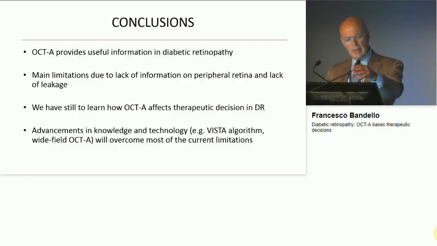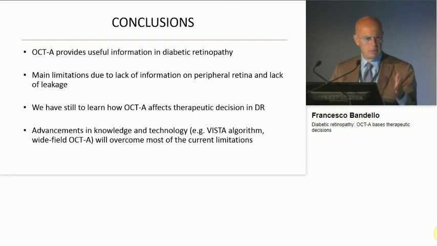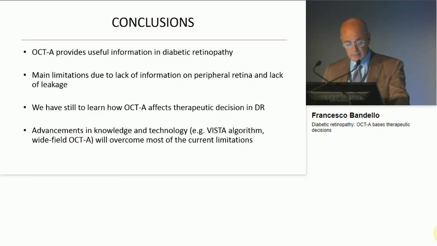So in conclusion, OCTA provides useful information in diabetic patients. No question about that. The main limitations are the lack of information on the peripheral retina, at least at the moment, and the lack of leakage. We still have to learn how OCTA affects therapeutic decisions in diabetic retinopathy, and I'm sure that advancement in knowledge and technology will overcome most of the current limitations.